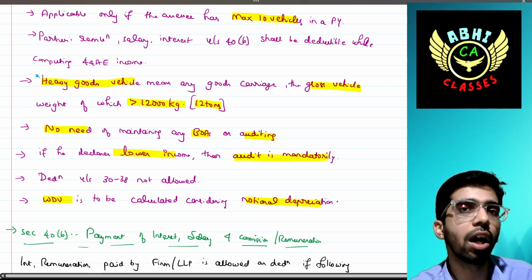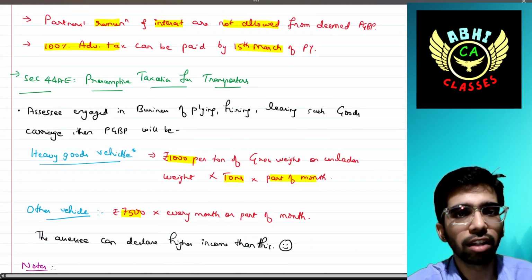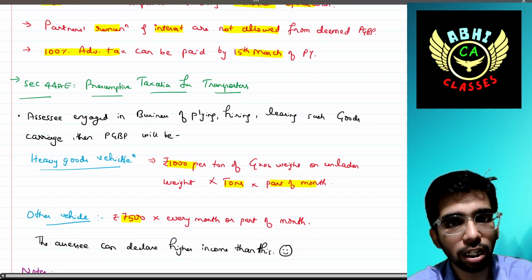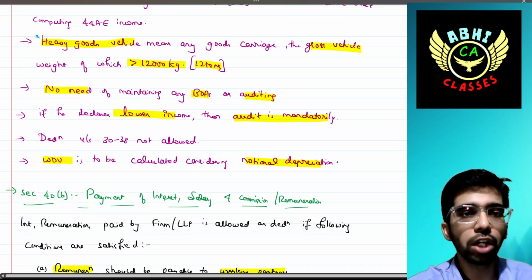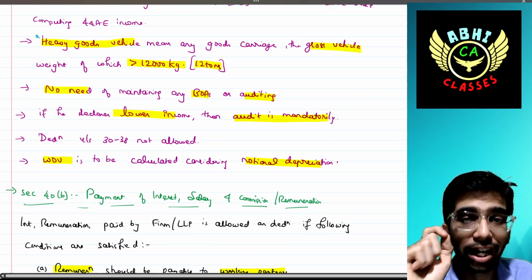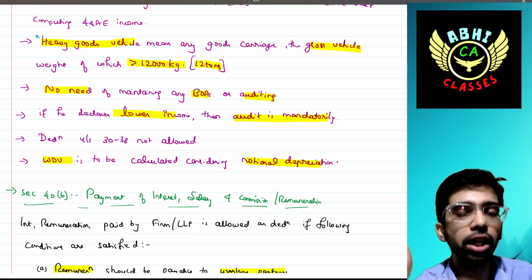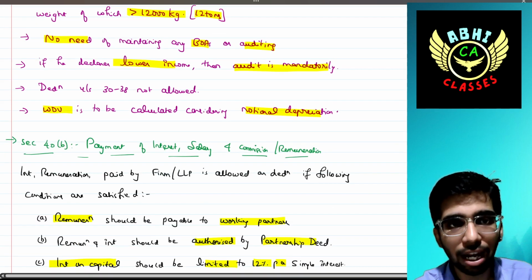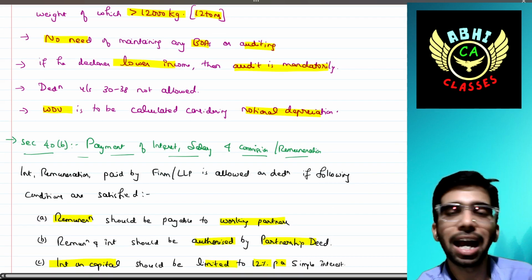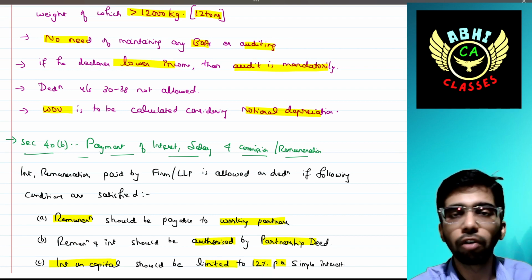If I am having a goods vehicle with a weight of more than 12,000 kg, then the income shall be treated as 1000 per ton into tons into number of months. Then no need to maintain any books of accounts. If I declare a profit lesser than that prescribed formula amount, then I need to get my books of accounts audited. Then deduction should not be allowed. The WDV is to be computed as usual for the depreciation, notional depreciation, for my future purpose.